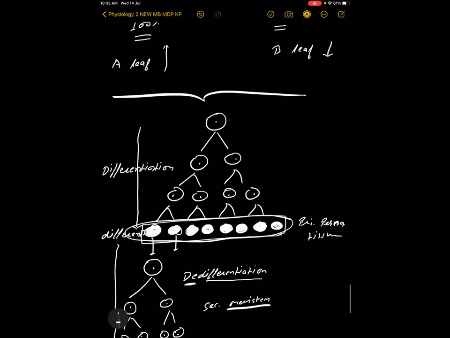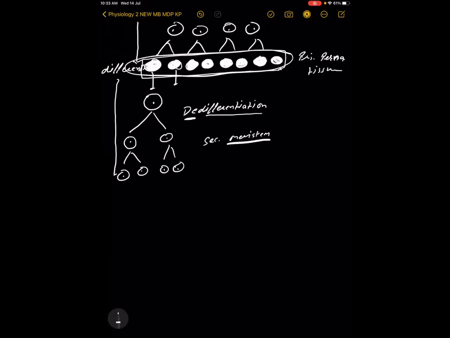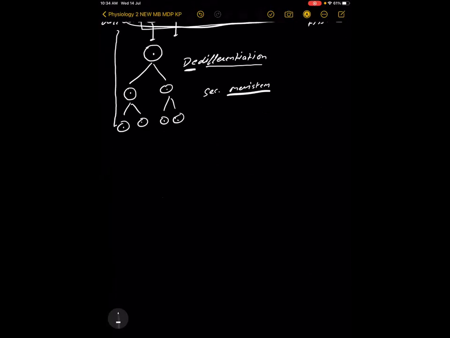Okay. So what was I saying? Differentiation, de-differentiation. So dedifferentiated cells are dividing cells. Okay, these are secondary meristem actually. Now, after some division, suppose another division, and finally these cells again lose their power of division. Okay, now they have no capacity to divide.